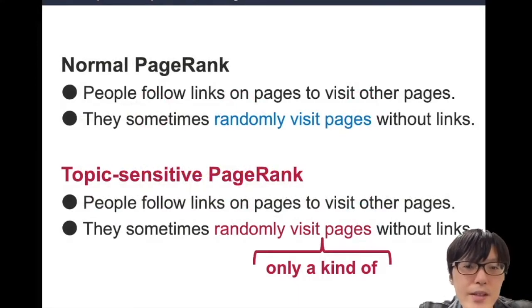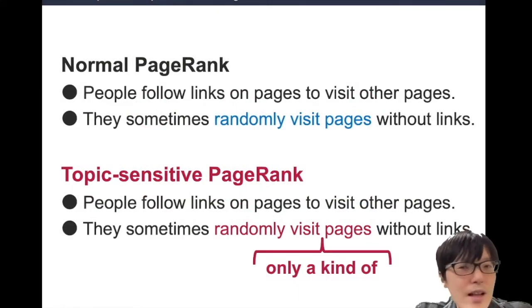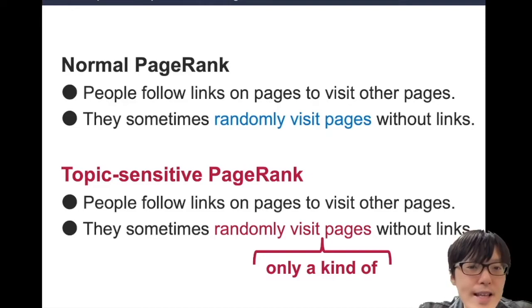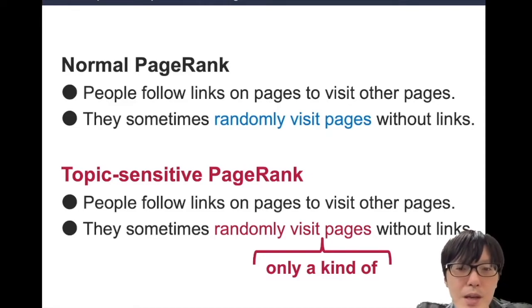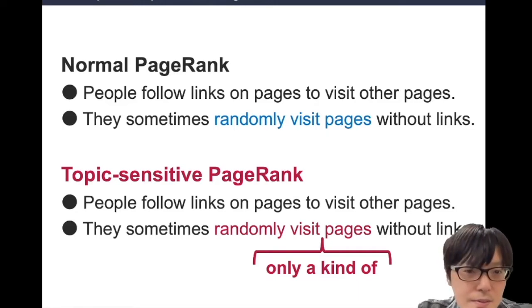So let's compare the assumptions of the normal PageRank algorithm and the topic-sensitive PageRank algorithm. The normal PageRank has 2 assumptions. We assume people follow the hyperlinks on web pages to visit other web pages. Also, we assume that people sometimes randomly visit web pages without using hyperlinks. These are the assumptions of the normal PageRank algorithm.